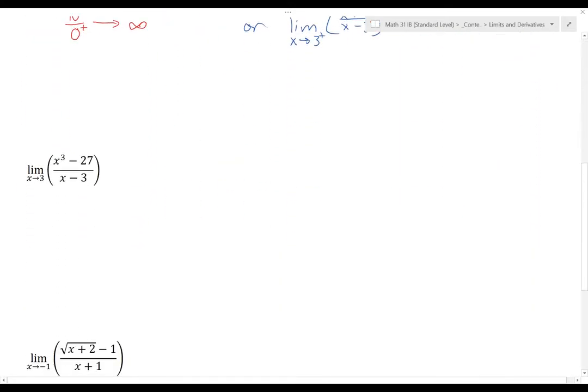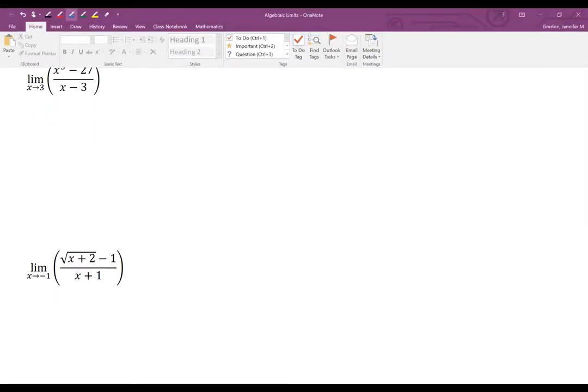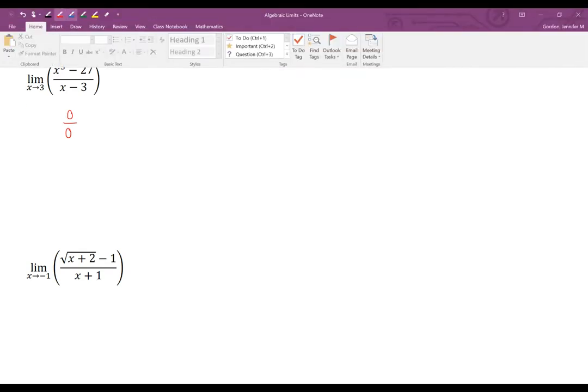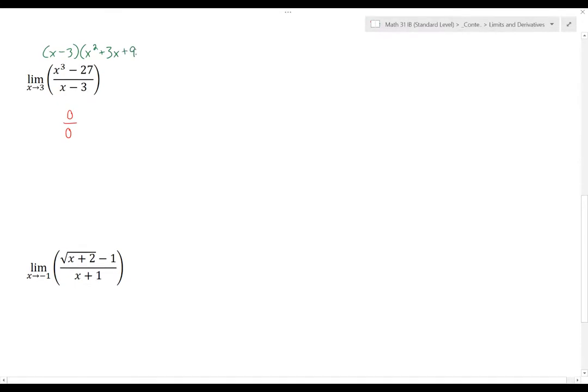All right, let's look at a few more. So some cases where we can factor and some cases where we can't. In this first example, again, always check: do you actually have an indeterminate form if you substitute in? In this case, if I substitute in 3, 3 cubed minus 27 is 0, 3 minus 3 is 0. This is an indeterminate form, so I can't just reason my way through like I did in the previous example. But I can factor because I have a difference of cubes in the numerator, which factors to x minus 3 times x squared plus 3x plus 9.